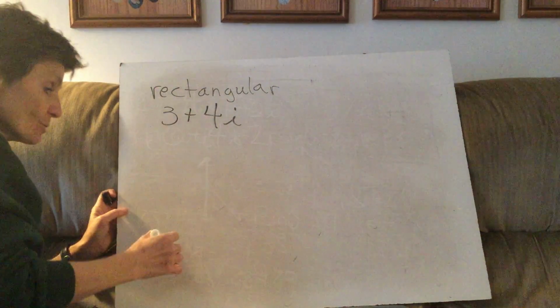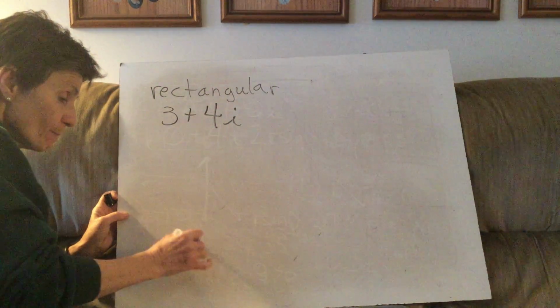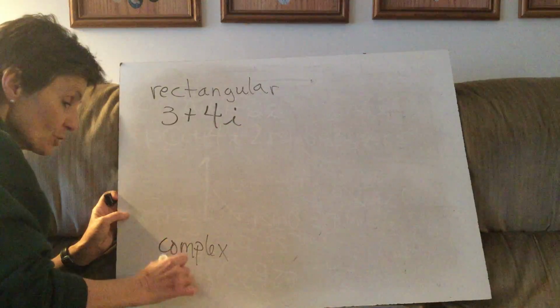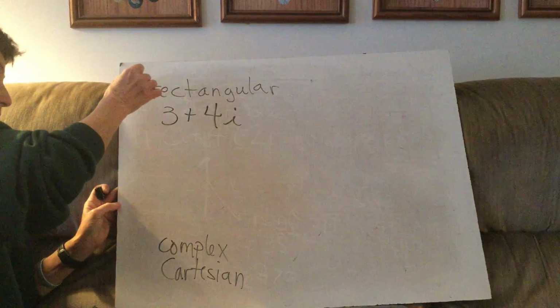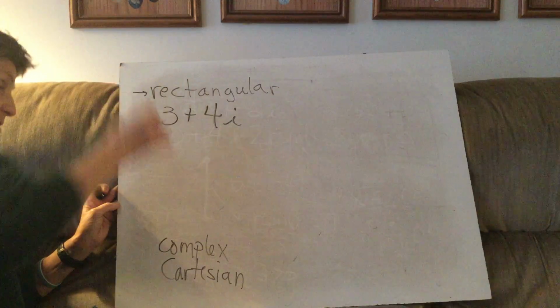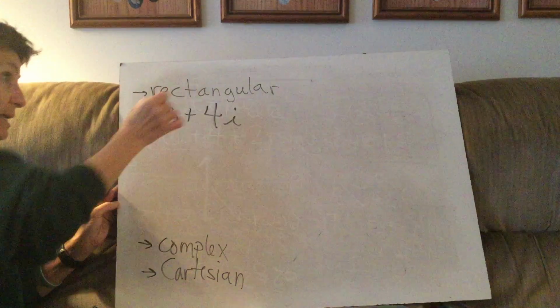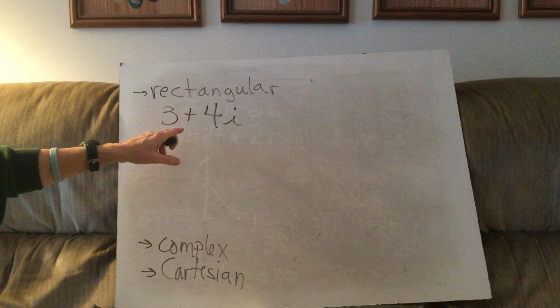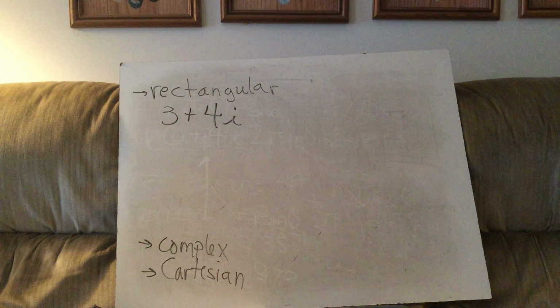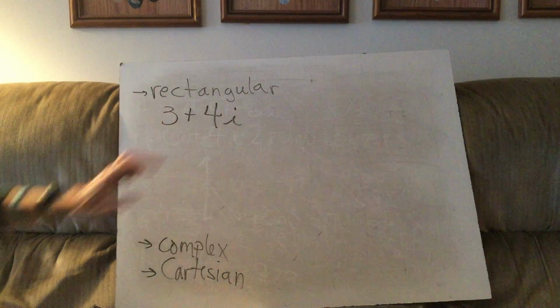Rectangular form is also sometimes called complex form or Cartesian form. So why don't you just make a little note that all of these mean exactly the same thing, and they mean the number looks like that. That's rectangular, complex, or Cartesian. All those words mean that.